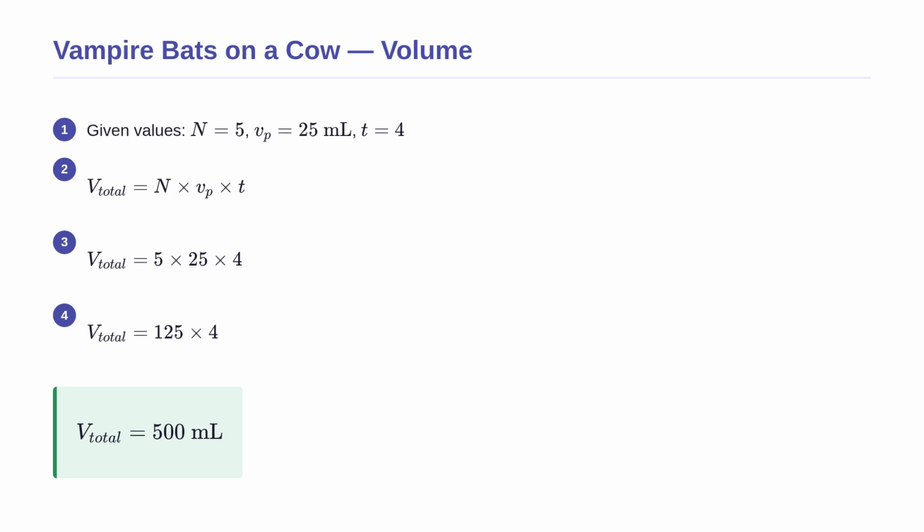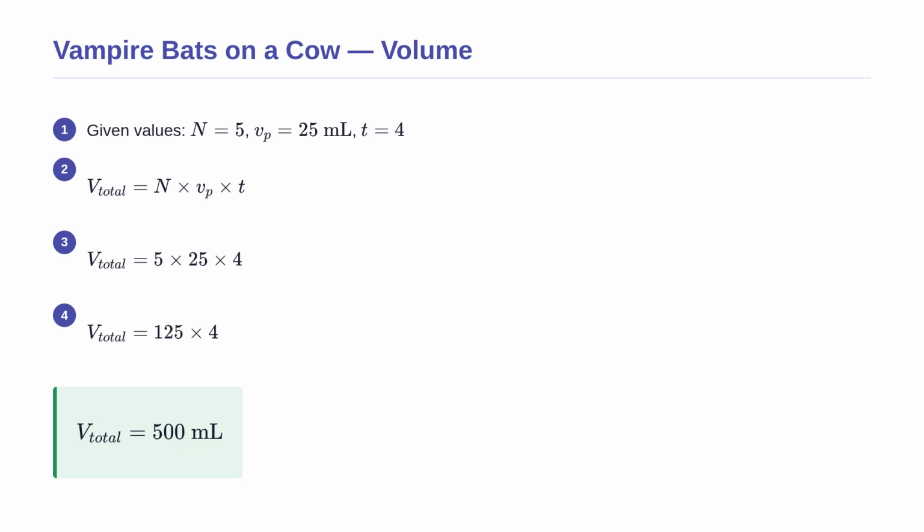Let us apply our first formula to a real-world scenario. Imagine a small herd of 5 vampire bats feeding on a sleeping cow every night for 4 days. Each bat consumes 25 milliliters of blood per night. We are asked to find the total volume of blood removed. We choose the total volume formula because it accounts for multiple parasites over multiple days.